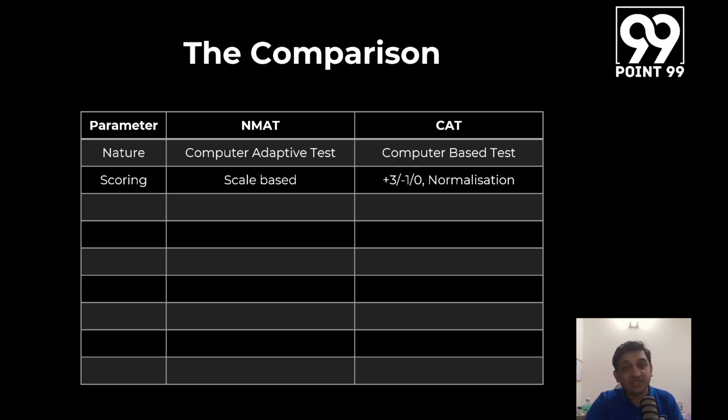And if the question does not have any options and is a TITA question wherein you have to type in the answer, then you are going to get 0 for an incorrect answer. And at the end of the test, what is going to happen is CAT is going to normalize your score.